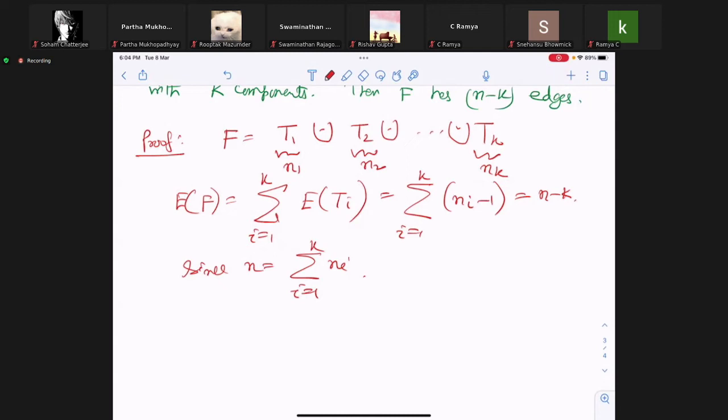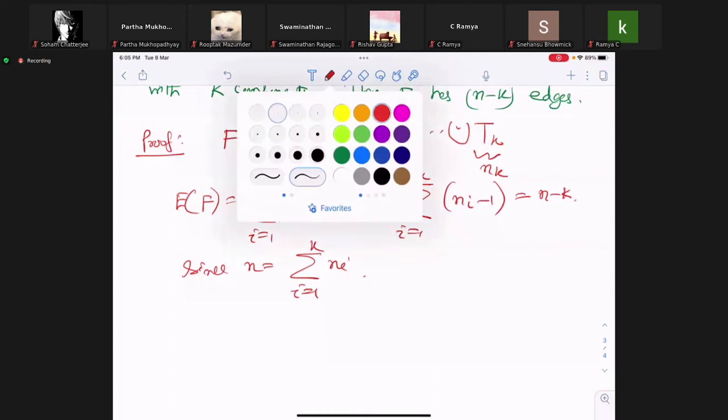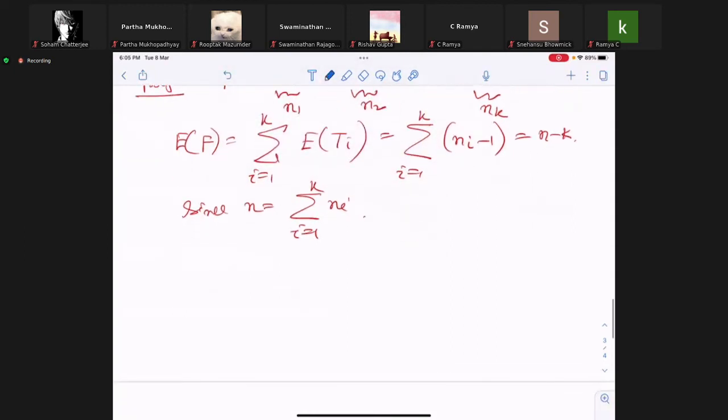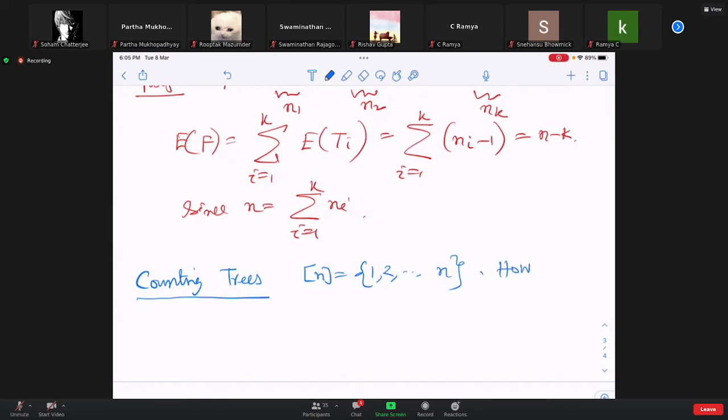Okay, the study of trees actually is very old. I'll tell you a theorem, a remarkable theorem, in fact. So basically, the theme of the next part of the lecture is counting trees. What do I mean by counting trees? I will give you a set of vertices, 1 to n. The basic question that I want to address: how many trees?